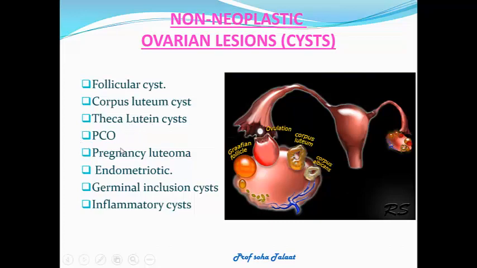We have also the most common finding of PCO these days. We have many cases presenting by PCO picture. And usually in the PCO, we say that it is a sonographic picture and must be correlated with the clinical and laboratory findings. Then we have also something related to pregnancy, which is termed pregnancy luteoma, and it is one of the differential diagnoses because it is usually mimicking malignancy. Endometriotic cyst, germinal inclusion cyst, and inflammatory cysts, all these are non-neoplastic ovarian lesions.